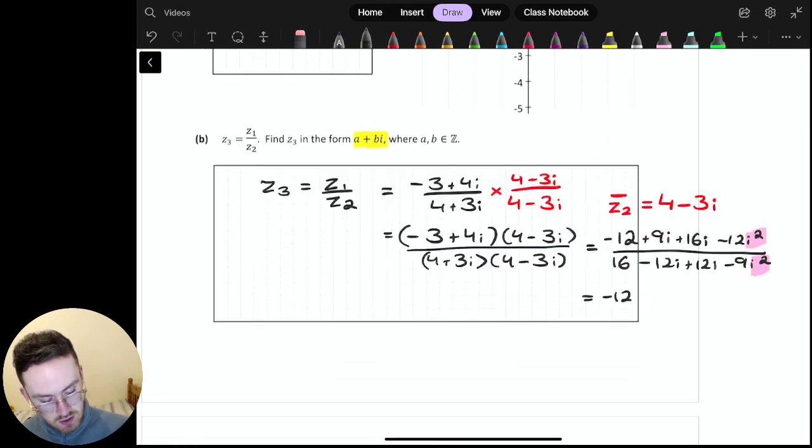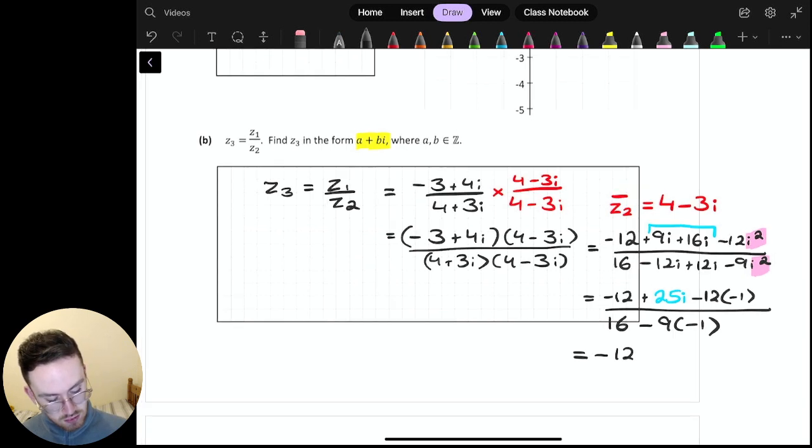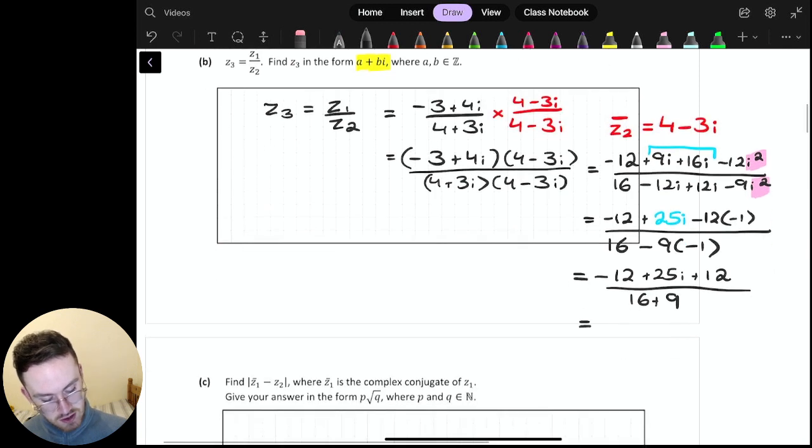So on the top I have minus 12 plus 9i plus 16i, so we can combine that together. The 9i and the 16i, that all together is going to give us 25i. And then the minus 12i squared is minus 12 by minus 1. Okay, remembering i squared is minus 1. On the bottom, 16 minus 9 by minus 1. Okay, working that out now, we've minus 12 plus 25i plus 12 all over 16 plus 9. The minus 12 and the plus 12 will cancel each other. We get 25i over 25, which gives us i.